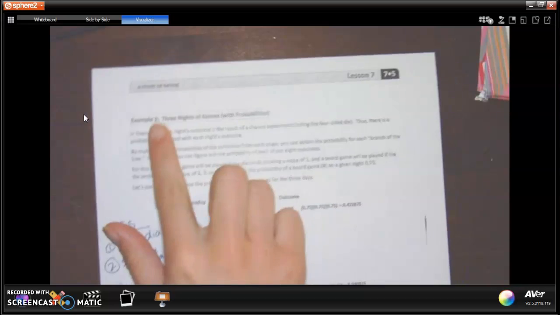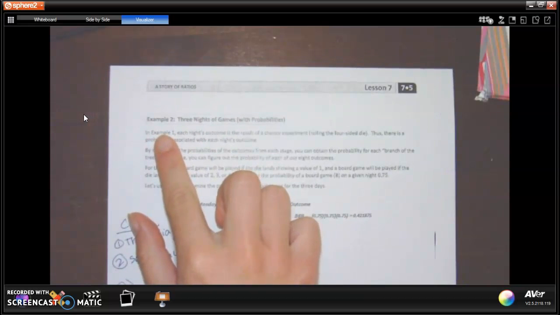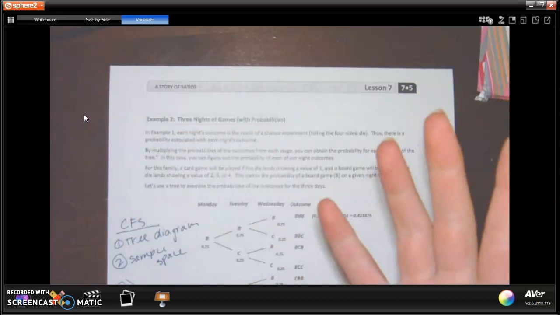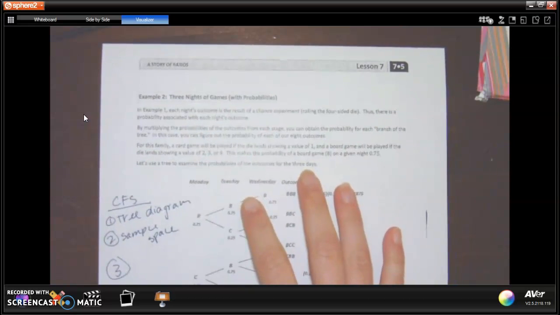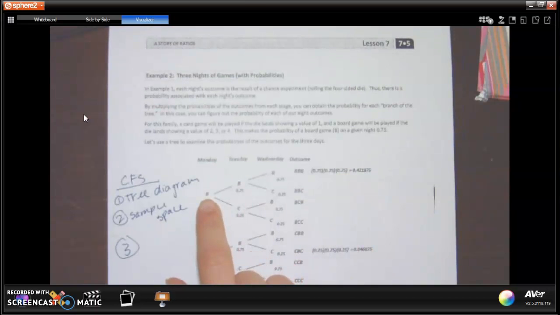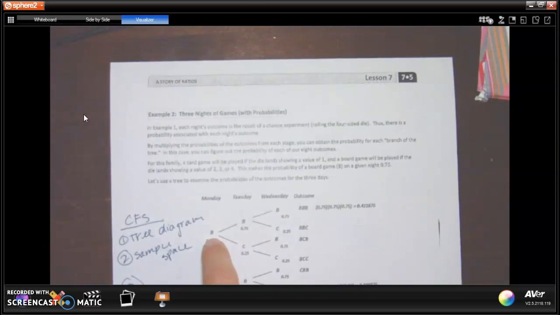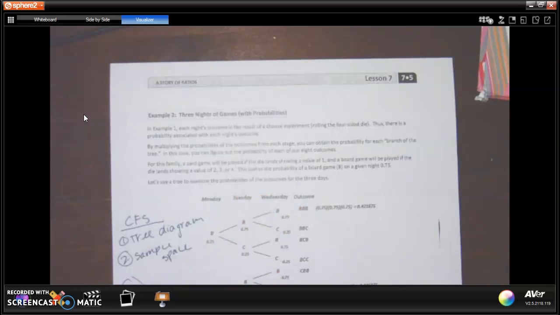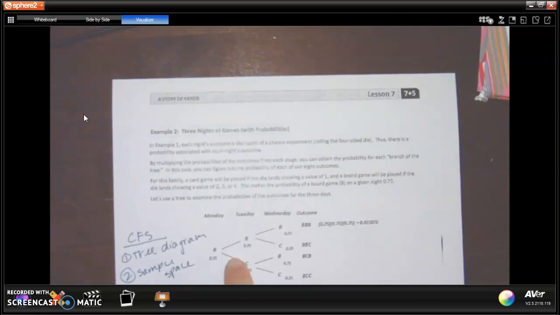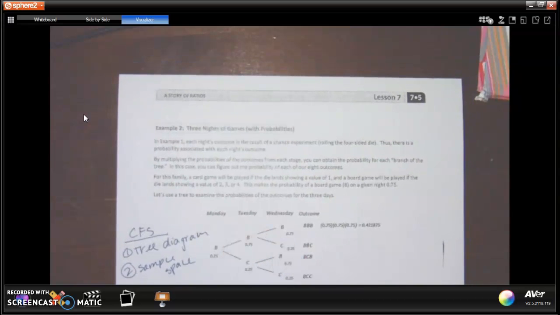Okay? So lesson 7 up here at the top. Let's start by explaining what's happening here. There is a family. They can either each night play a board game, and that's represented with a B, or they can play a card game, and that's represented with a C in our tree diagram. The way that they decide each night whether they play a board game or a card game is they roll a tetrahedral dice, which means the dice has 4 sides.